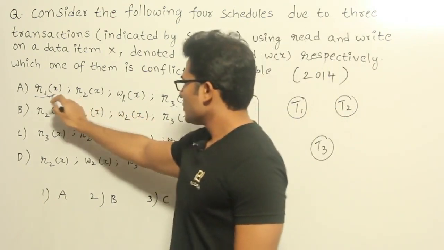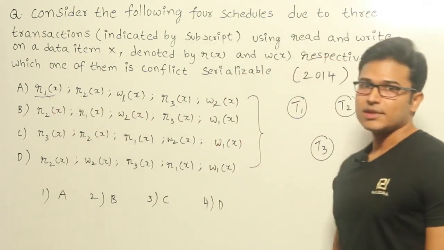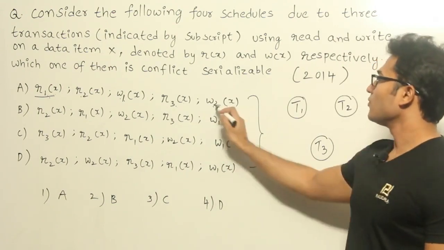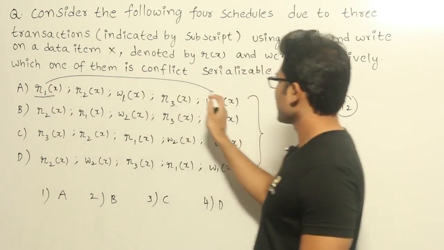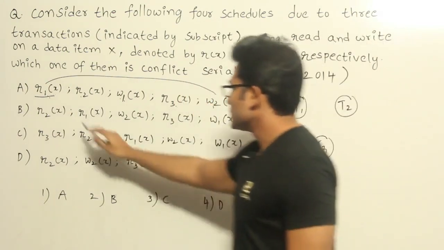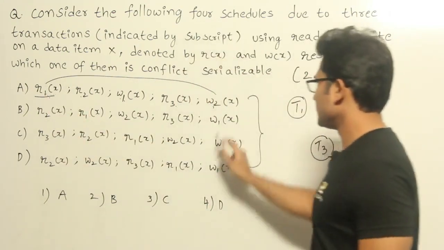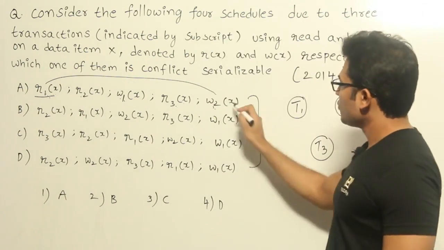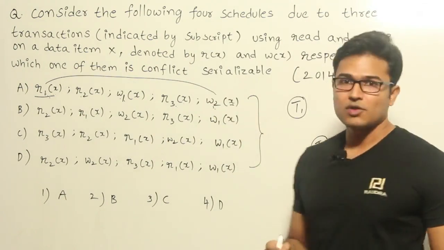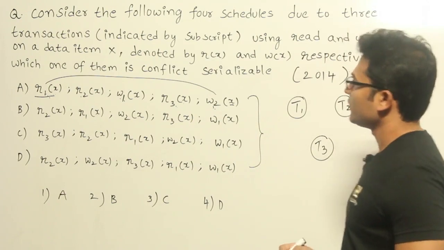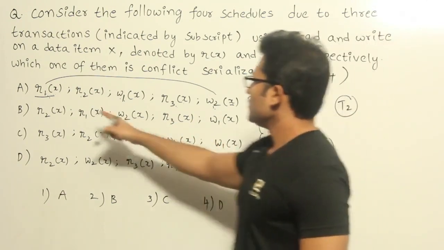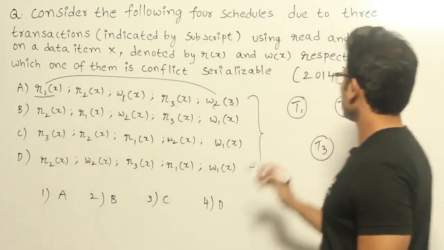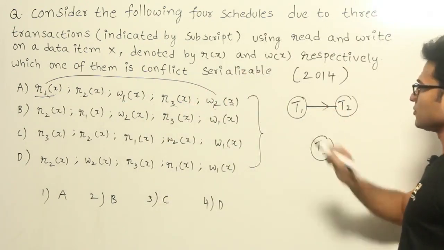And R1 of X and W2 of X, yes, it is a conflict. So why is it a conflict? Because this one is from transaction 1 and this one is from transaction 2, and both are on the same data item and one of them is a write. That is why it is a conflicting action, right? So what does this conflicting action say? T1 and then T2, therefore T1 and then T2.